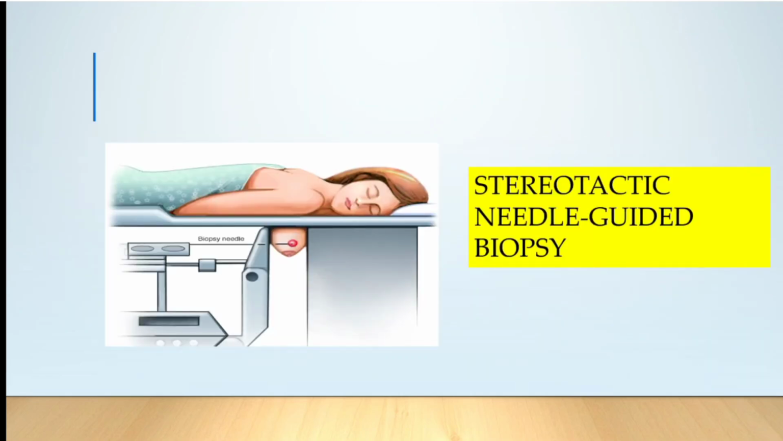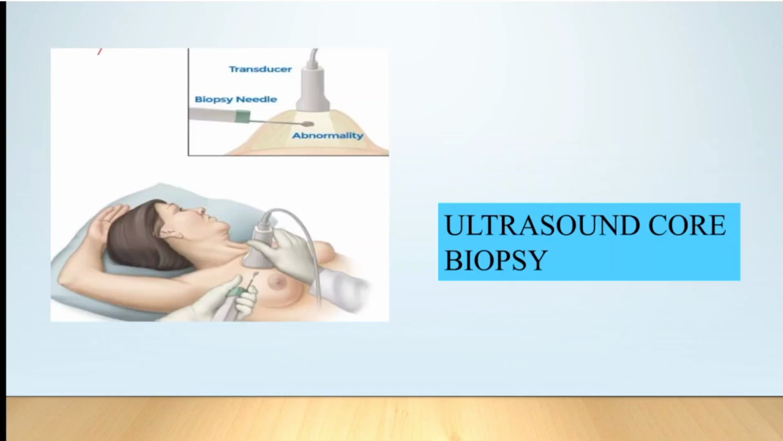Then stereotactic needle guided biopsy. So in here, what is done is it is mainly used to target and identify the non-palpable lesions in the breast that have been detected with mammography. Here, basically the breast is immobilized, the breast is fixed with the help of horizontal and vertical coordinates, and here the exact location is able to be identified with the help of a three-dimensional field, that is stereotactic needle guided biopsy.